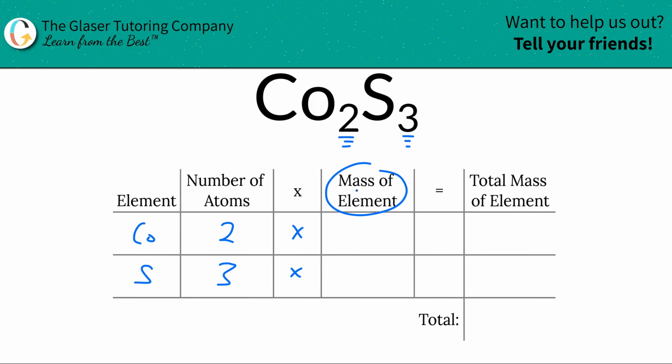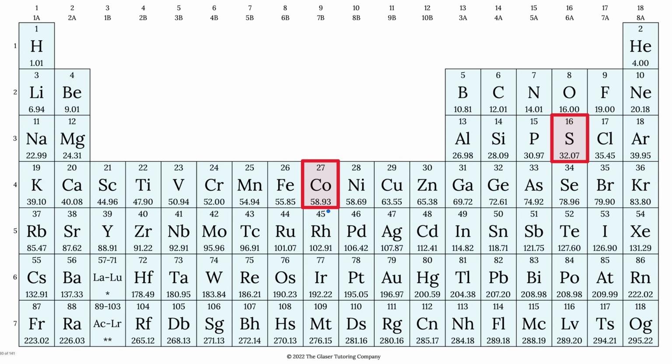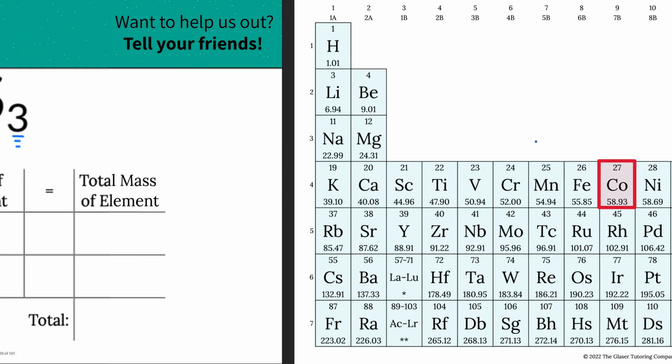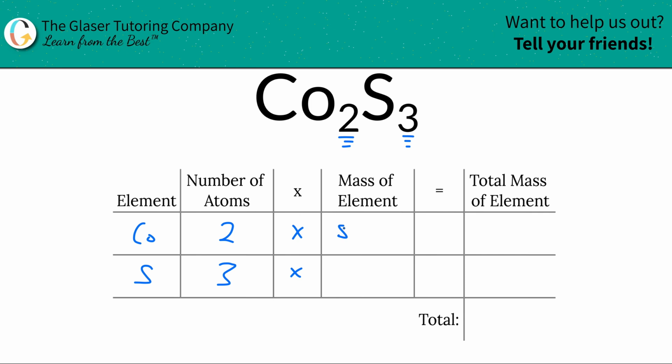So the mass of the element now is found on the periodic table. So let's take a look. Cobalt here is 58.93, and sulfur here is going to be 32.07. So that's what we're going to write down: 58.93 for cobalt, 32.07 for sulfur. And now we're going to find the total mass of each element in the compound.